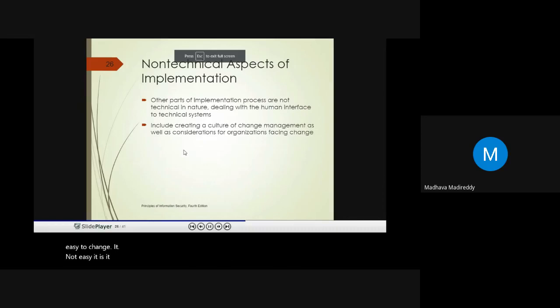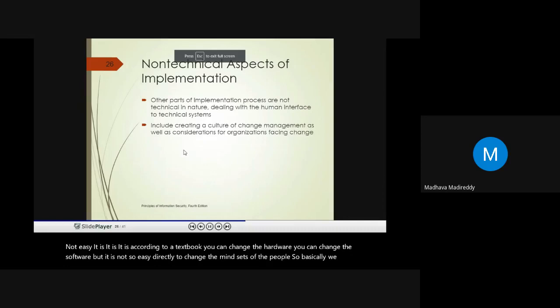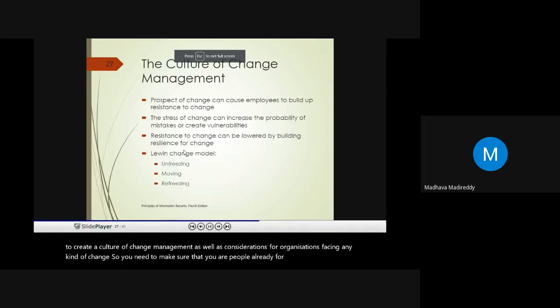According to a textbook, you can change the technique, change the hardware, change the software, but it is not so easy to directly change the mindsets of the people. So we need to create a culture of change management, as well as considerations for organizations facing any kind of change. You need to make sure that your people are ready for this change.